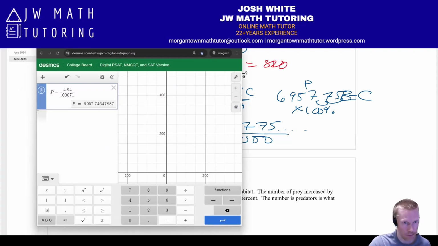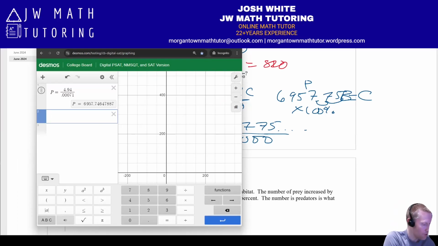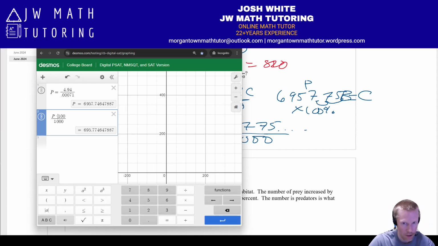So I jump back to Desmos. What I'm going to do is take P, multiply it by 100, and then divide by 1,000. Technically, it doesn't matter that the P is listed over here separately instead of on top of the fraction. Notice it's 695.77. That's my correct answer. And I'll just show you that by writing it this way. Okay, so again, same answer.